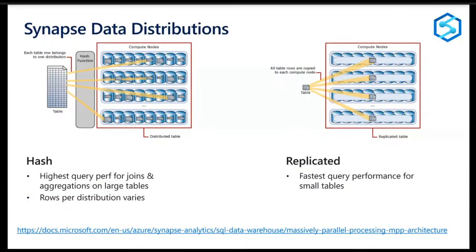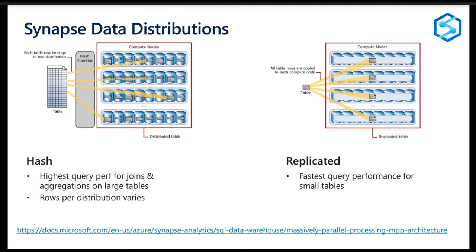The second one is replicated, where you have a very small amount of data in the tables, and distributing or moving that data for every query or every processing that happens doesn't make sense. So what we try to do is replicate that table across all the distributions, because the volume of data is very small, and that optimizes the query performance.